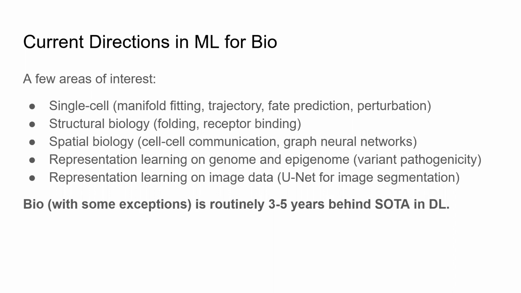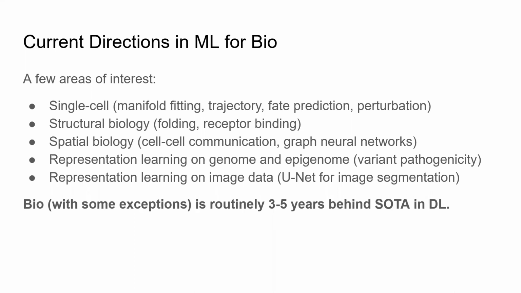Fourthly, representation learning on the genome and the epigenome. I think you had a talk a week or two ago about predicting variant pathogenicity. So there's very exciting work on using transformers, for instance, to model sequence data. And finally, representation learning on images. I'll note that UNet, an architecture that's the basis for a lot of the diffusion models we see nowadays, actually came out of biomedical image segmentation.